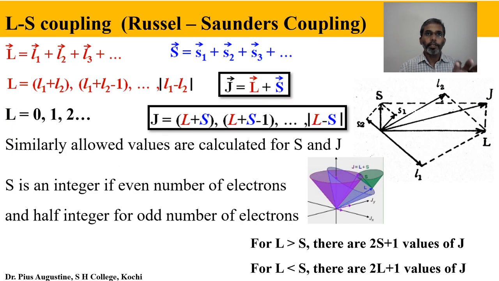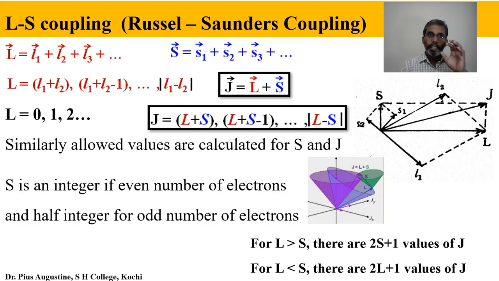So here is LS coupling, or Russell-Saunders coupling. This occurs most frequently and hence it is known as normal coupling. In this coupling, all the orbital angular momentum vectors of the different electrons combine to form the resultant orbital angular momentum, capital L, of the atom. Similarly, the spin vectors of the electrons combine to give the resultant spin, capital S, of the atom. And then this capital L and capital S combine to give the total angular momentum J of the atom. That will describe the atom.